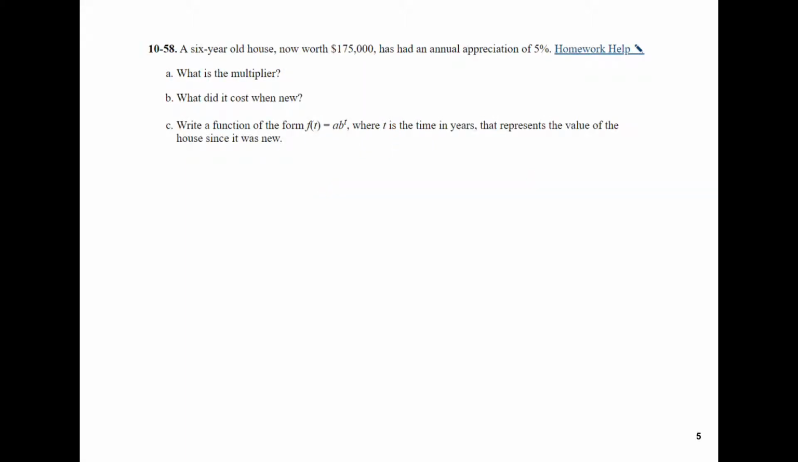A 6-year-old house is now worth $175,000 and has an annual appreciation of 5%. What is the multiplier? So appreciation means it's increasing. So 5% written as a decimal is 0.05. To find our multiplier, we want to add 1 to that, so we get 1.05.